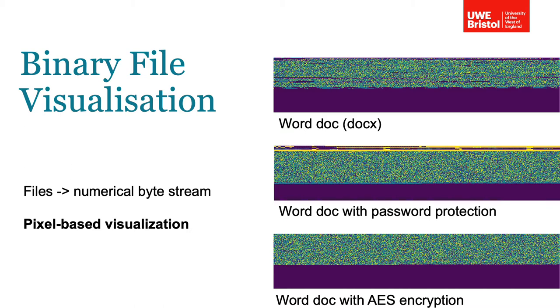a docx with password protection, and a docx with AES encryption. And we use a fixed width of 512 bytes. We can begin to examine similarities and differences between these files using a visualization scheme. Most notably is that the password example shows the additional password data and some commonalities with the original file, whereas in the AES example, the data is fully encrypted and not recoverable without the encryption key.